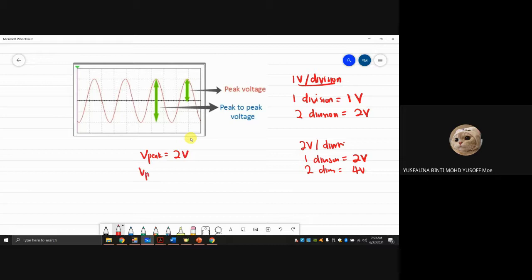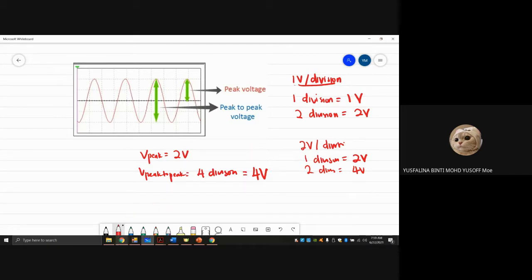So for peak to peak, you already know it has 4 divisions, and I already told you 1 volt per division means if 1 division is 1 volt, then 4 divisions means 4 volt. Yes. So that's how you calculate the peak voltage and the peak to peak voltage from the CRO. So that's the info you can get.